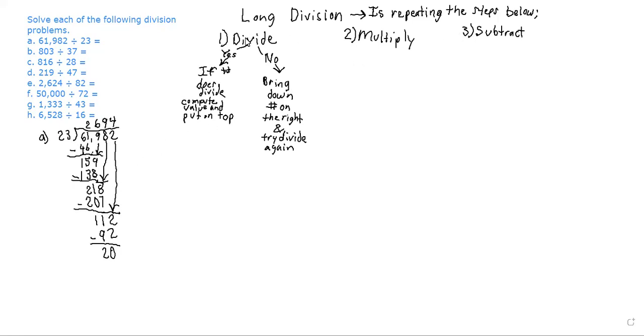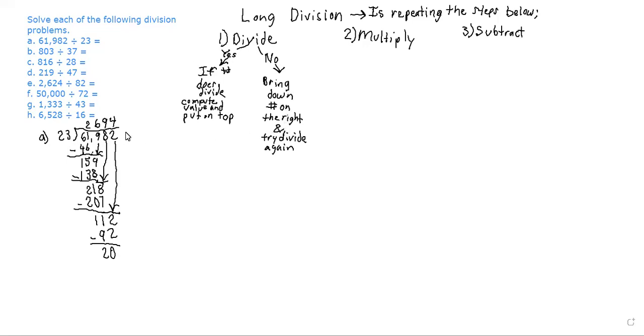Now we got to go to divide again, right? See, it's just 1, 2, 3, 1, 2, 3. We just keep going, just in a loop. We keep repeating the same 3 steps. So does 23 go into 20? The answer is going to be no, right? So we bring down a number on the right and try to divide.